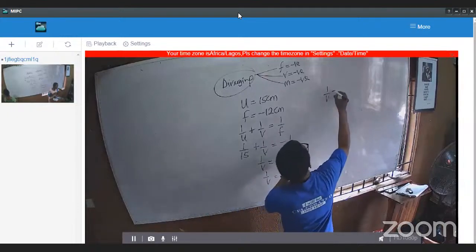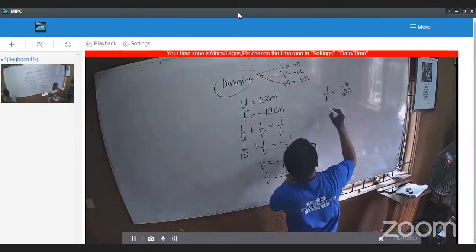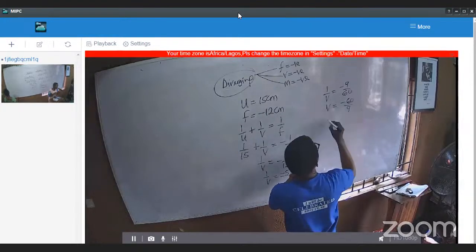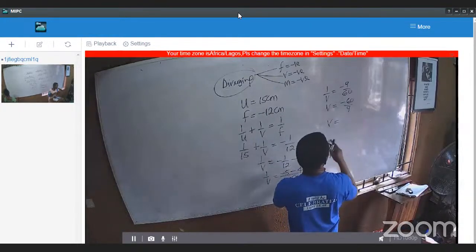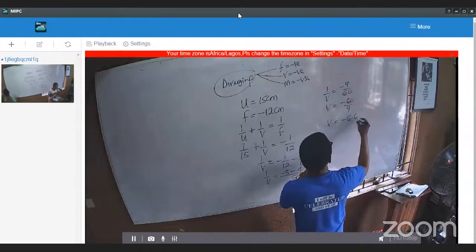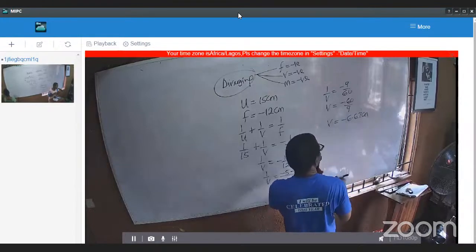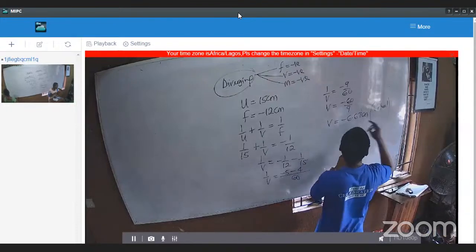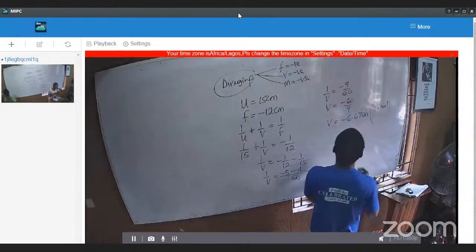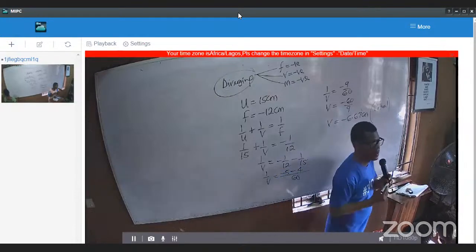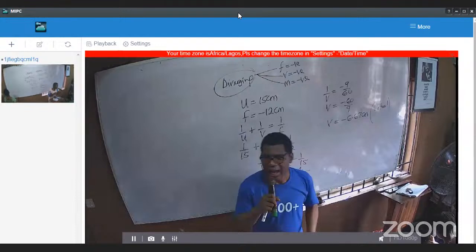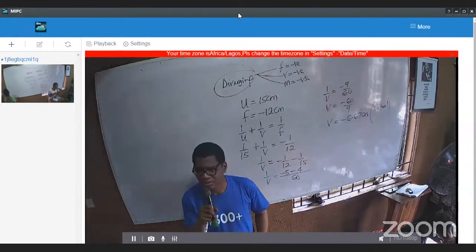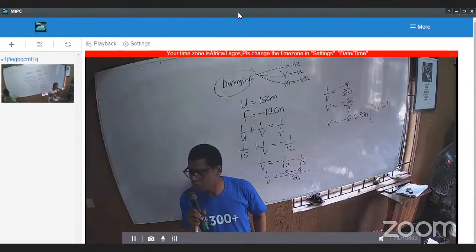1 over V equals minus 9 over 60. V will now be what? Minus 60 over 9. So what's that? Minus 6.67. What's the nature of the image? Virtual. How do you know it's virtual? Because of the negative. And the answer is 6.67. Anything diverging can never give you a magnified image in this world. Never. So it's virtual.